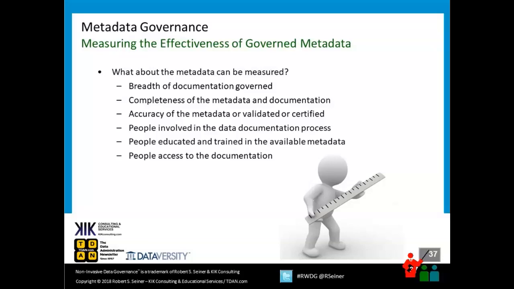You can measure the accuracy of the metadata, or you can give percentages as to how much of the metadata has actually been validated or certified. I've joked from time to time about something that I call a cheeseburger definition. A definition of a cheeseburger would be a burger with cheese. And maybe that's not the quality of the data definition that we want. So we're going to go through our dictionaries and say, okay, 90% of the definitions were good, 10% need help or need to be improved. We're going to measure the activities that are taking place as we try to improve our metadata: the number of people involved, the people that are educated and trained in what metadata is available, and the number of people that are accessing the metadata.